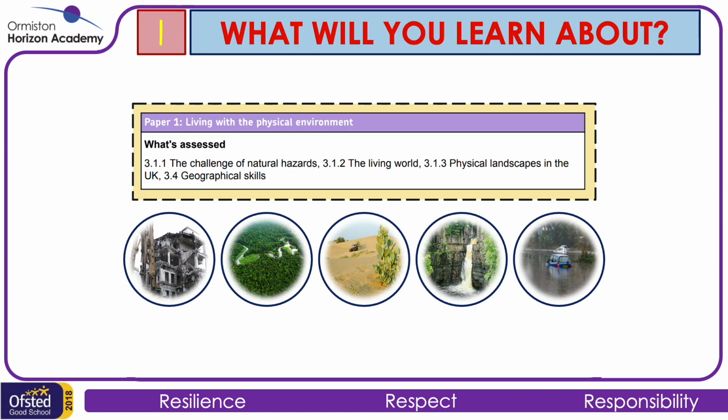So the first set of subjects you will learn in GCSE Geography is titled Living with the Physical Environment. Now this will involve you investigating a range of different topics, and as you can see here, it refers to the challenge of natural hazards, the living world, physical landscapes in the UK, and geographical skills.